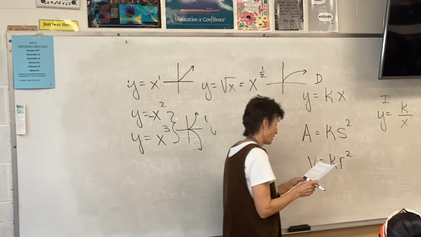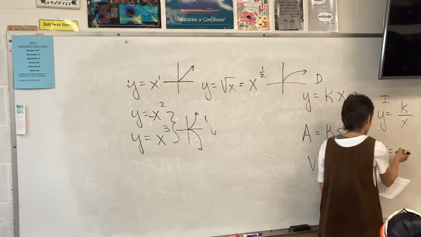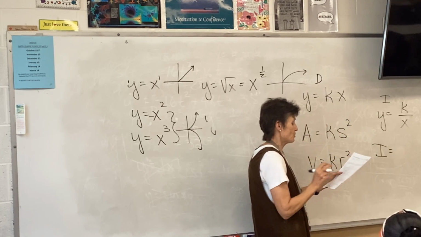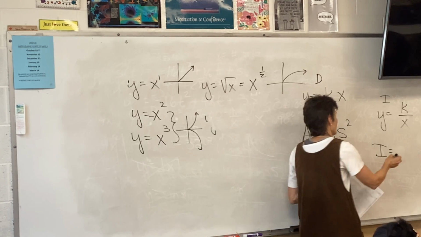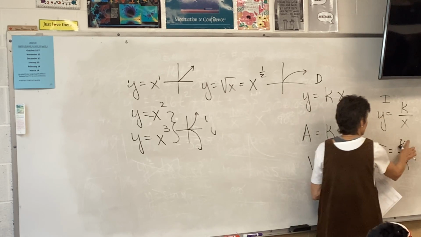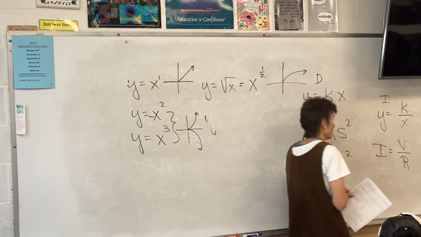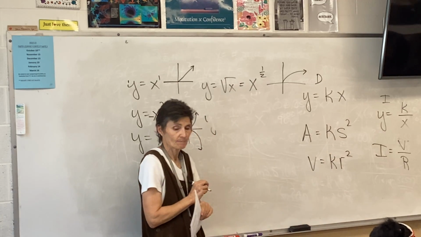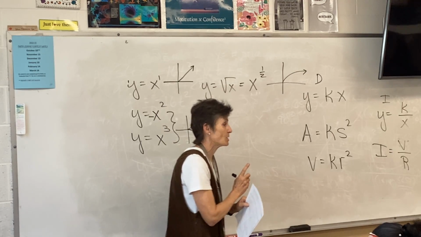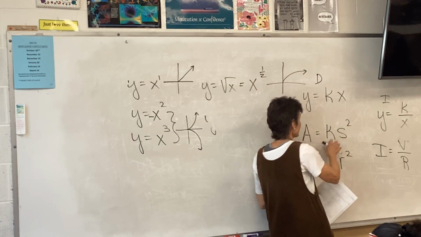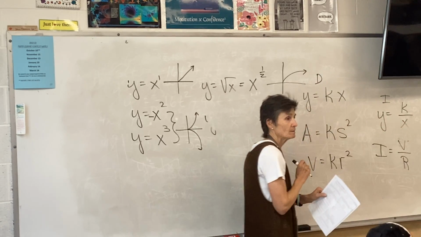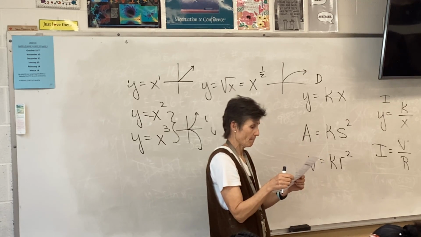The current I is inversely proportional to the resistance R. So that should be this, except they tell me the constant of variation is V. So they tell me to use V instead of K. These problems are super simple. Please don't get confused. You're either going to set up a product like this, K times something, or K divided by something. And they'll tell you what to set up.